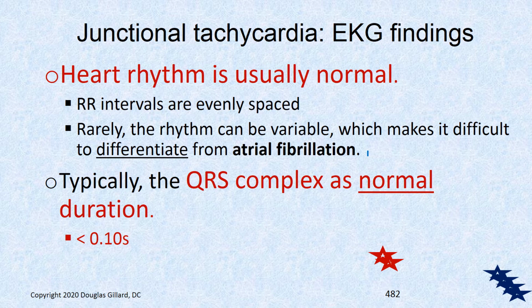The QRS complex duration is typically normal. Most authors use 0.10 seconds. It should be less than the normal width of the QRS complex. Some actually go to 0.12, which is 3 little boxes. So 2.5 little boxes, some authors.